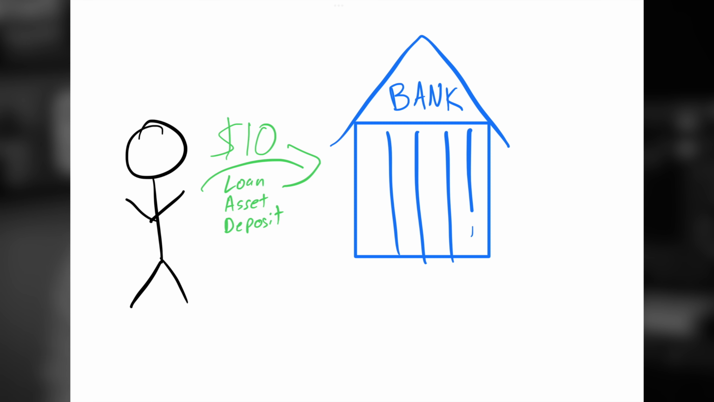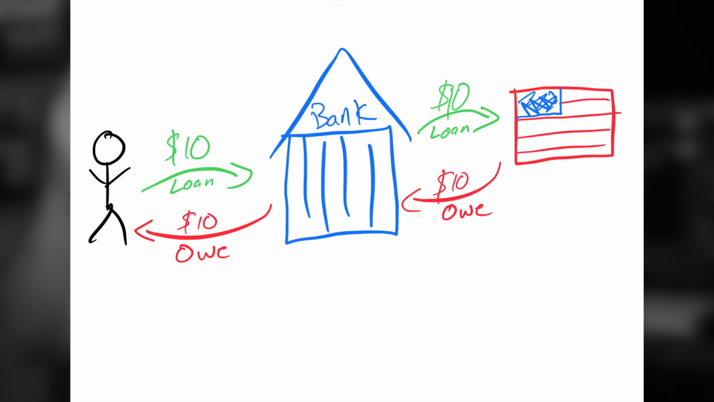Now, keep in mind, just like we've seen already, many of these things have multiple names. Your $10 is an asset for you. It's a liability for the bank. You can call it a loan. You can call it a deposit. When the bank takes money and loans it to the government, that's called buying a treasury. Now, the government owes $10 to the bank. They owe $10 to you.